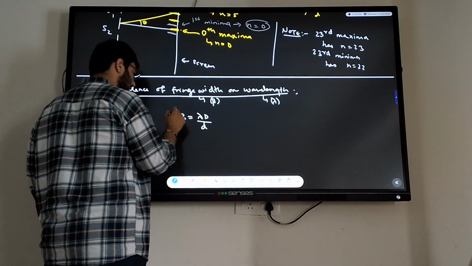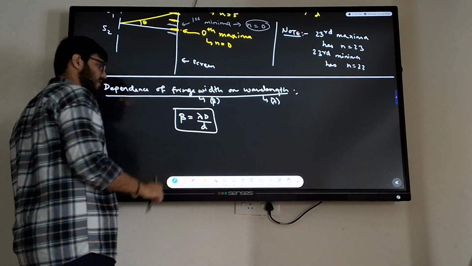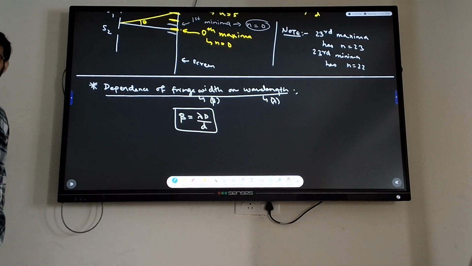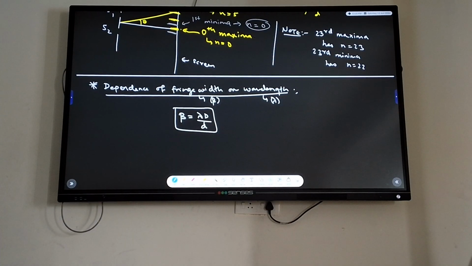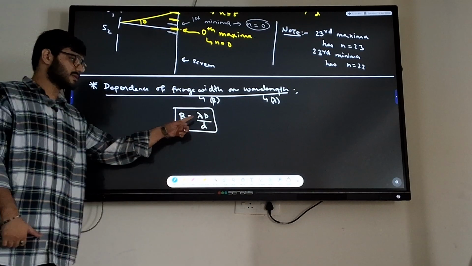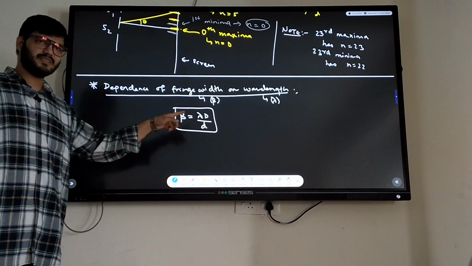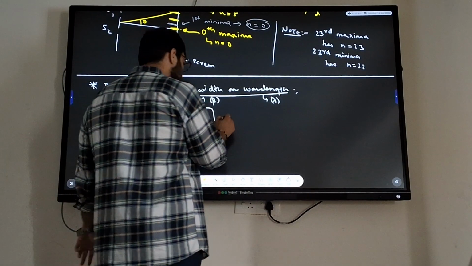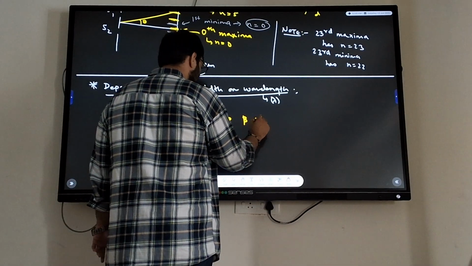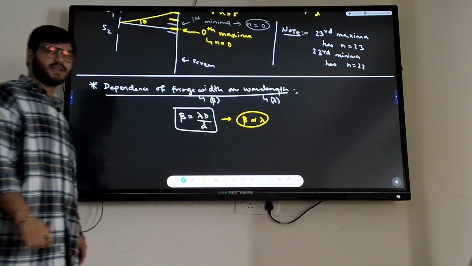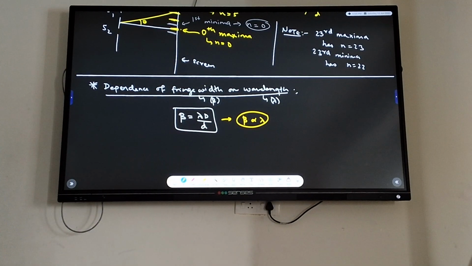This is the formula, right? Lambda capital D by small d. If I do an experiment, let's say, and I fix my small d and capital D, and now I am changing my sources, and by that I mean I am changing my wavelengths, then can you see that the beta will be dependent on the wavelength? Beta is directly proportional to lambda if my small d and capital D are fixed. Yes? So now this has very huge consequences actually.